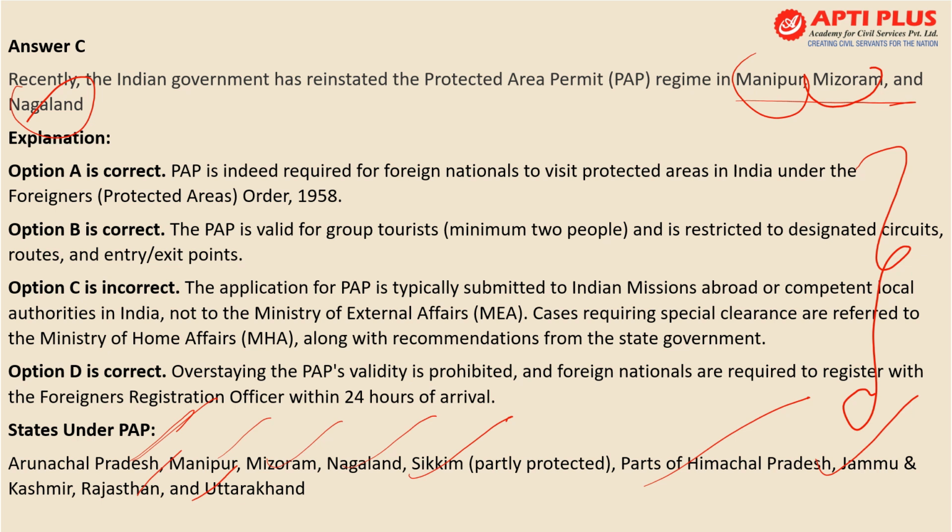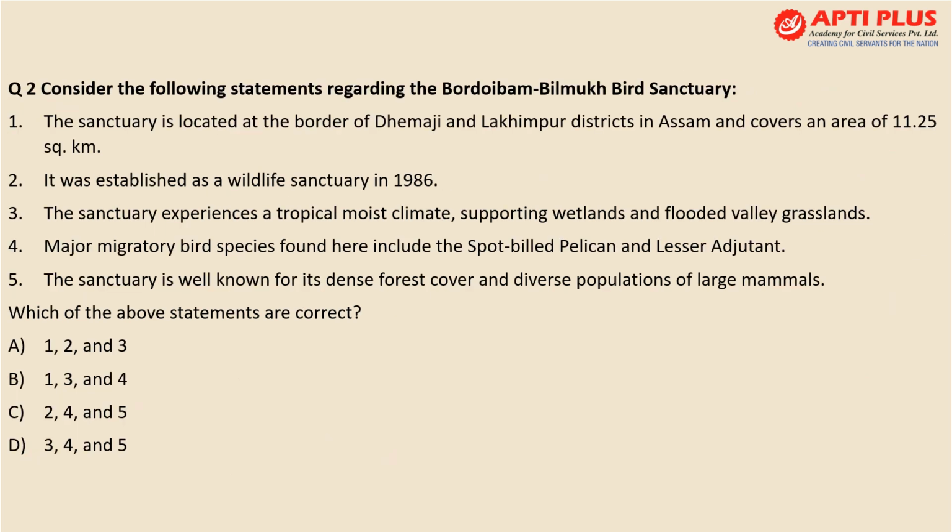So moving on to our next question. Question number 2. Consider the following statements regarding Bordoibum Beelmukh Bird Sanctuary. The sanctuary is located in the Dhemaji Lakhimpur district in Assam and covers an area of 11.25 square kilometer. It was established as a wildlife sanctuary in 1986.